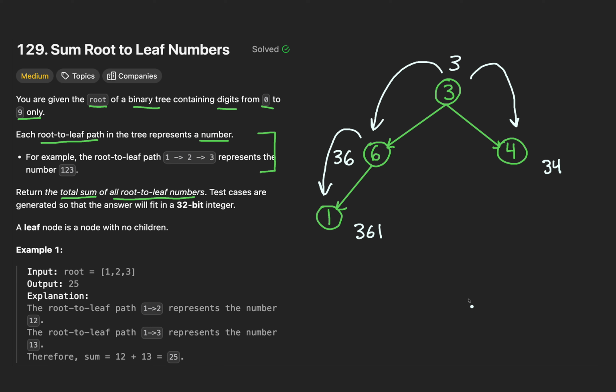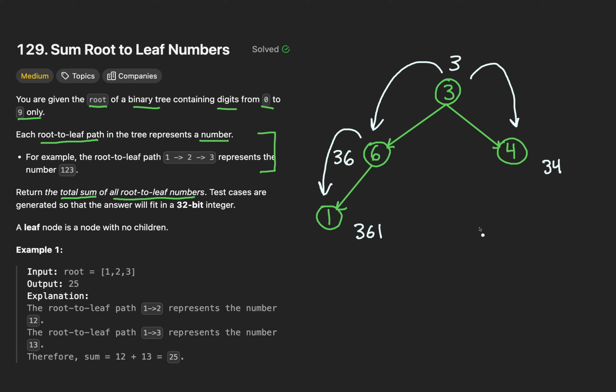To solve this, we can try to simulate the exact workflow we just demoed. But to do this, there are two outstanding questions I have. One, how do we traverse the tree in the first place? And moreover, two, how do we actually build the number to each leaf? Namely this 361 and the 34.